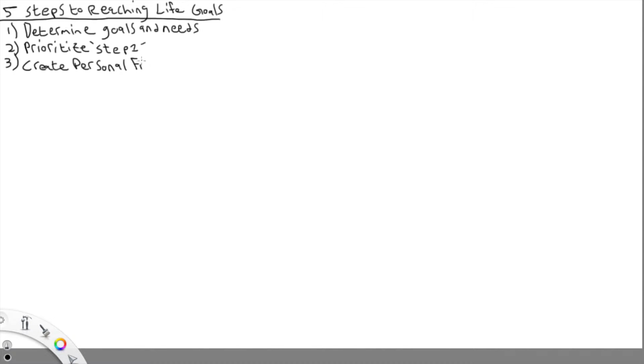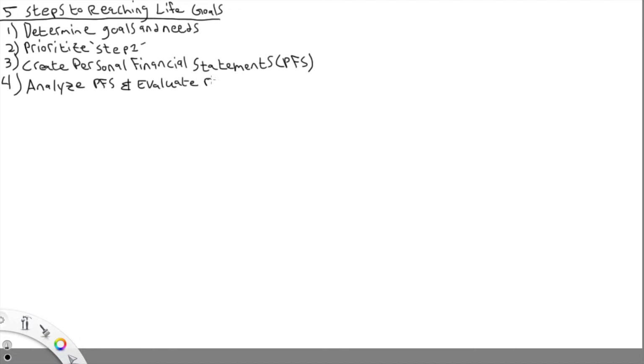Third, create your own personal financial statements. Fourth, analyze your personal financial statements and evaluate how you can bring your financial priorities to reality. Lastly, monitor your personal financial statements.